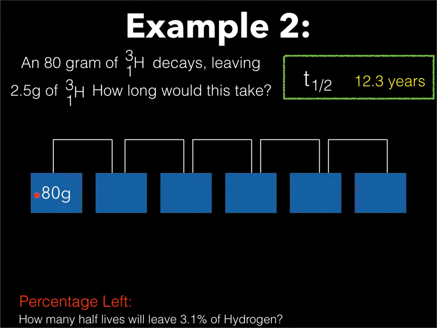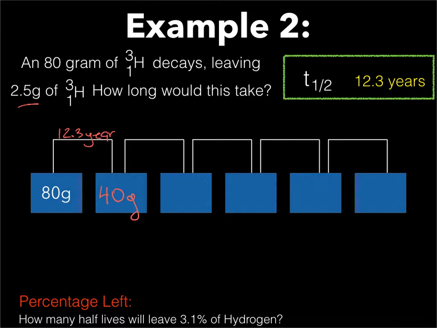We are starting with 80 grams of tritium, and it's going to decay and undergo a half-life, which is going to take 12.3 years. And we know that we have to end up with 2.5 grams of tritium. So we're just going to go through this process and keep cutting our initial amount in half until we get to a final answer of 2.5. If we see this, half of 80 is 40, so we're going to put 40 over here.